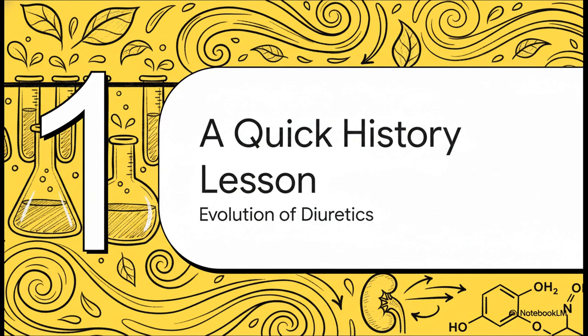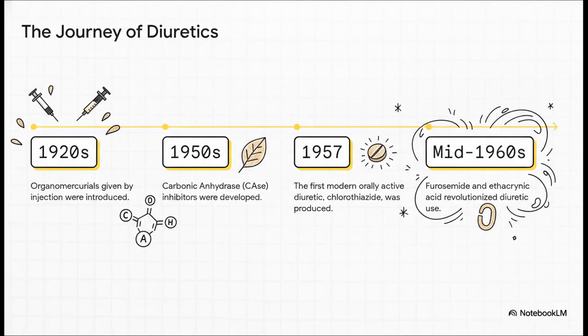These fantastic drugs didn't just appear out of thin air. Their development is actually a fascinating story. So let's take a quick detour, a little history lesson on how we got here. The whole journey began way back in the 1920s with these injectable mercury compounds. Can you imagine? Then in the 50s, things got a bit more sophisticated with carbonic anhydrase inhibitors. But the real breakthrough, the big one, came in 1957 with chlorothiazide. This was the first modern diuretic you could actually take as a pill, a huge deal. But then in the mid-1960s, the superstar arrived, a drug we are going to focus on today, furosemide. And trust me, it was a total game changer.